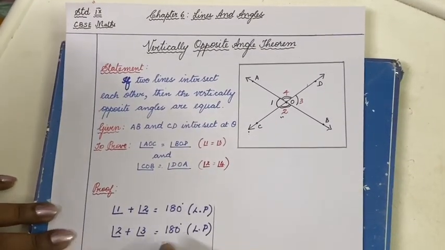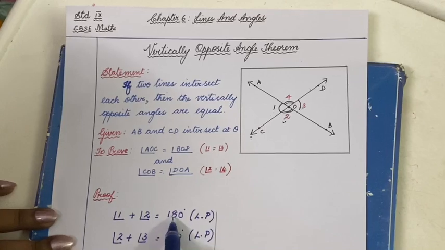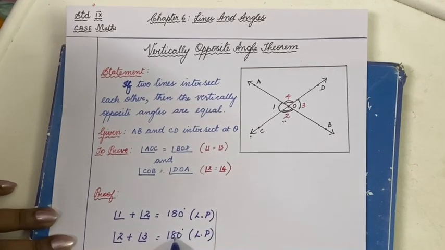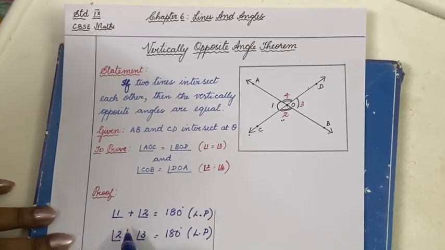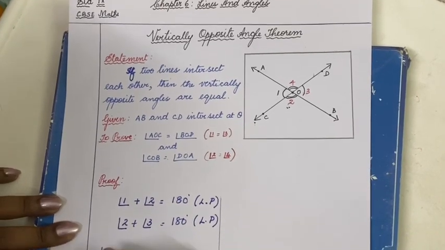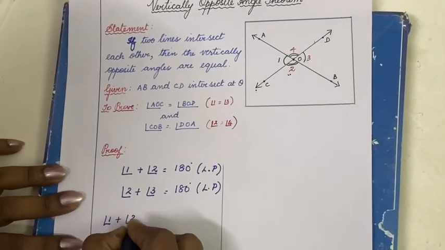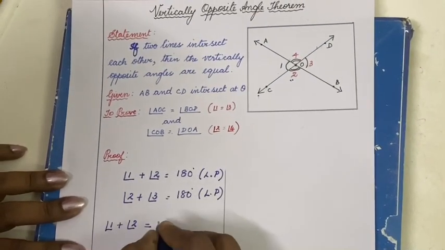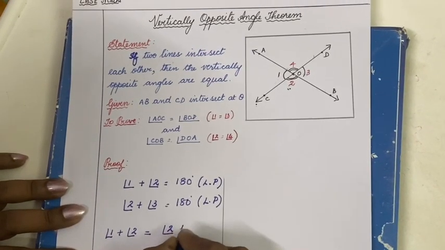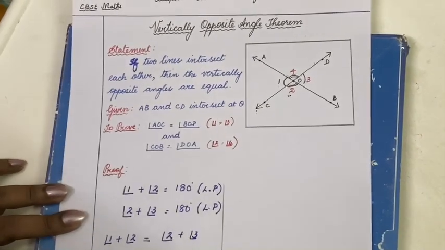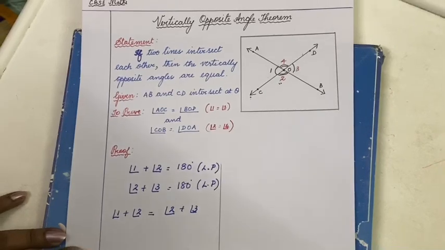Now, observing these two equations, both the right hand sides are equal. Therefore, what can you say about the left hand sides? Yes, left hand sides are also equal. So, we can write it as angle 1 plus angle 2 is equal to angle 2 plus angle 3. Okay, so now the major step is over.